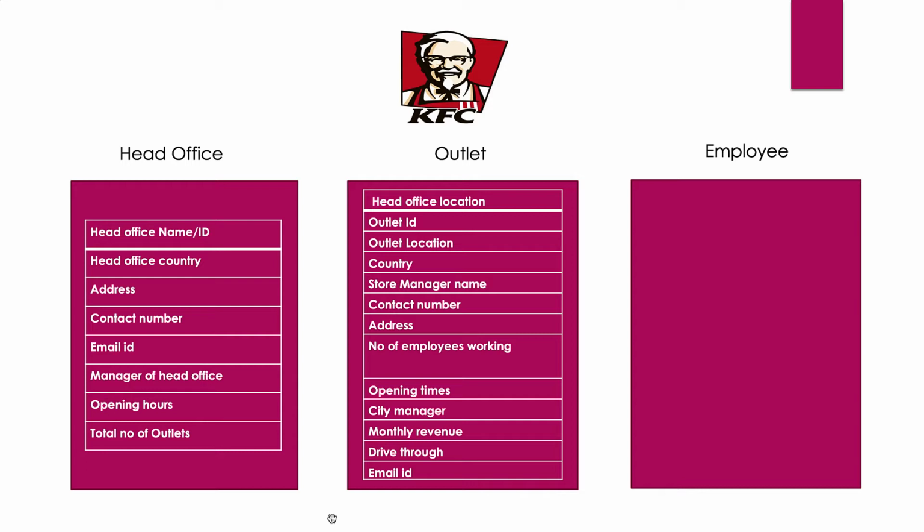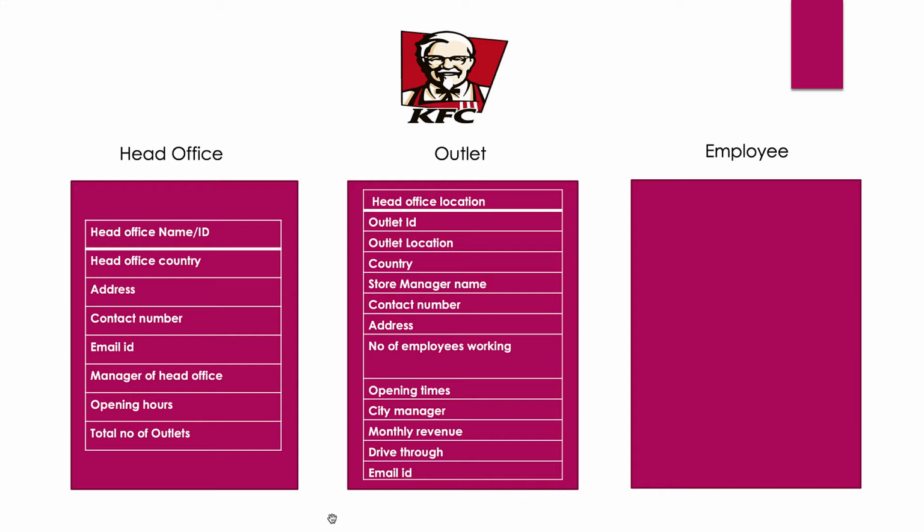I'm repeating again. If KFC decides to stop business in India, and they want to delete all the branches in India, instead of deleting each branch, if they delete the head office, all outlets should be deleted. If that is the requirement, in that case, we will establish a relationship between head office object and outlet object. What relationship? The relationship is master detail relationship.